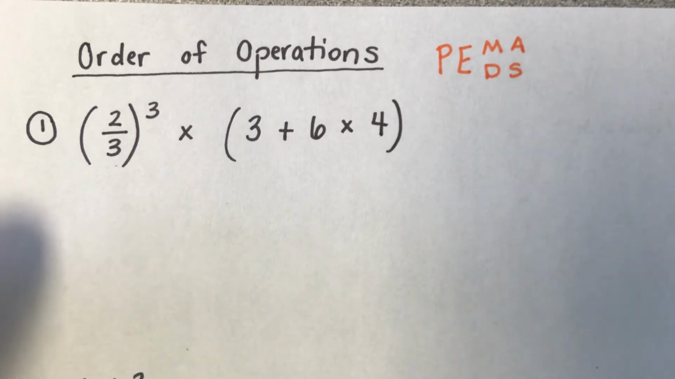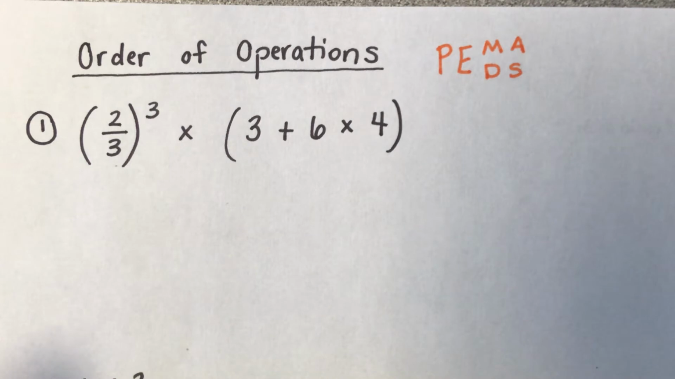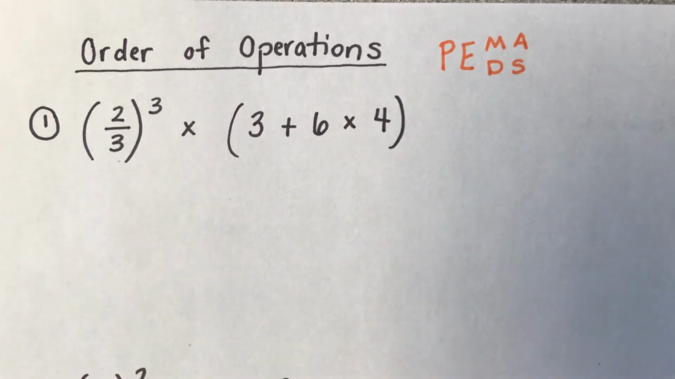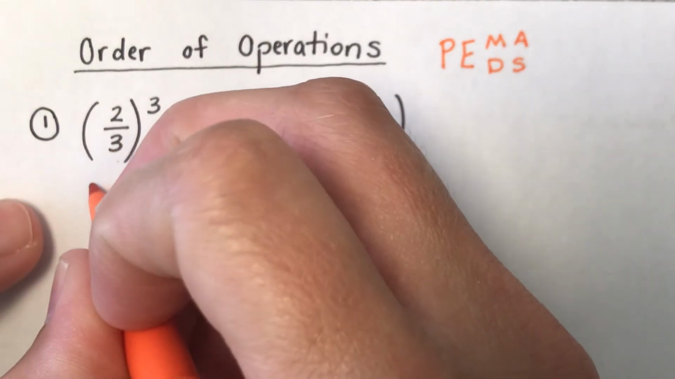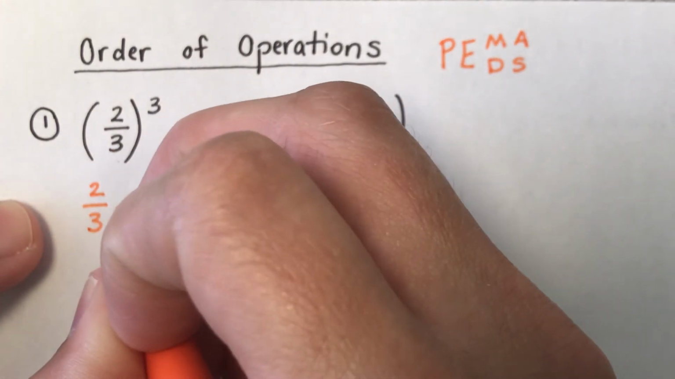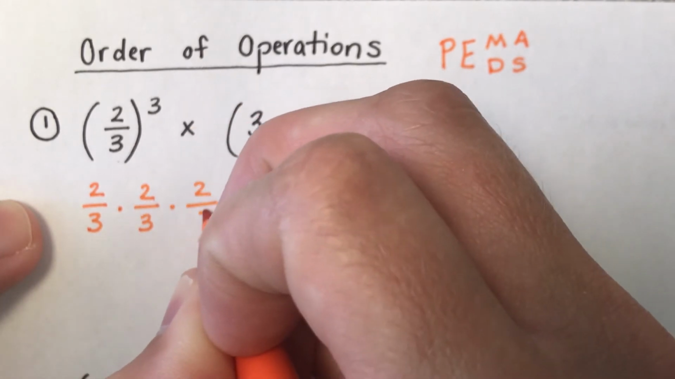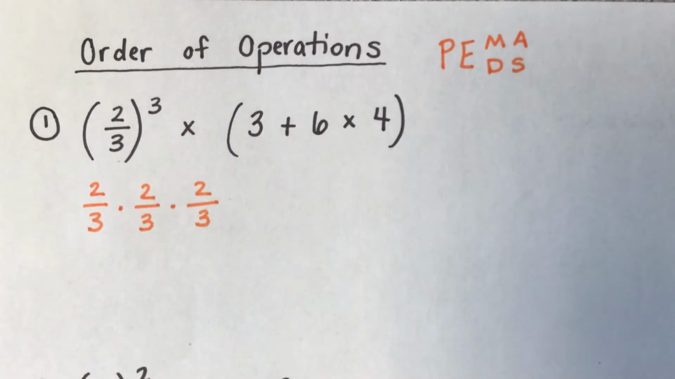All right, so this first one, 2/3 to the third power times parentheses 3 plus 6 times 4 close parentheses. So obviously we start with P. We have two sets of parentheses. So we do what comes first. So starting over here on the left, I need to do 2/3 to the third power. So 2/3 times 2/3 times 2/3. All right, because remember with exponents, you just do that number however many times the exponent says.